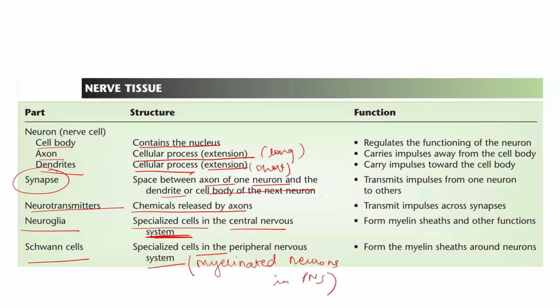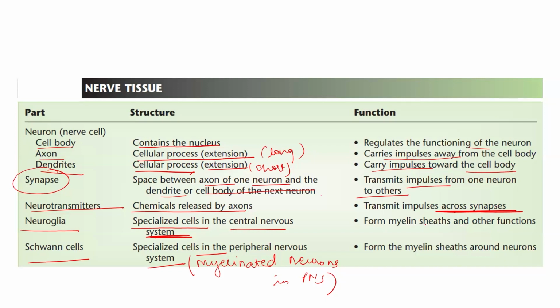So, for example, the cell body regulates the functioning of the neuron. Axon carries the impulse away from the cell body, and dendrites carry the impulse towards the cell body. Synapse helps in transmission of impulse from one neuron to another neuron. Neurotransmitters are the chemicals that transmit the impulse across the synapse from one neuron to another neuron.